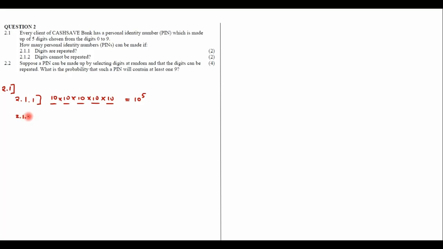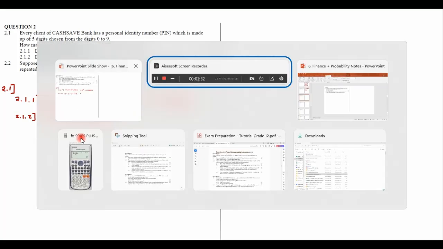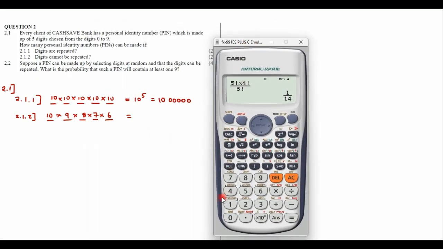And then the second one will be if the digits cannot be repeated. Then it's going to be different, because the number that you use, you cannot use it twice. So this will be 10, 9, 8, 7, and 6. And then basically you're going to multiply all of this. With this one, we can say 10, 1, 2, 3, 4, 5. And then with this one, we're just going to press it. Let me just double check if the one that I just wrote here is correct.